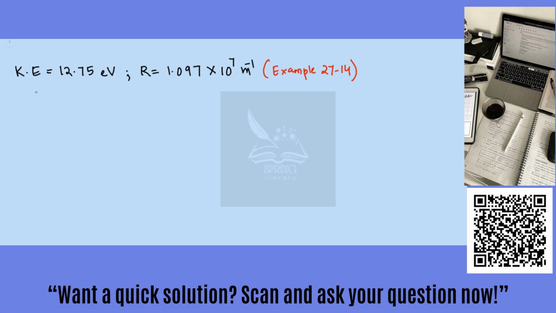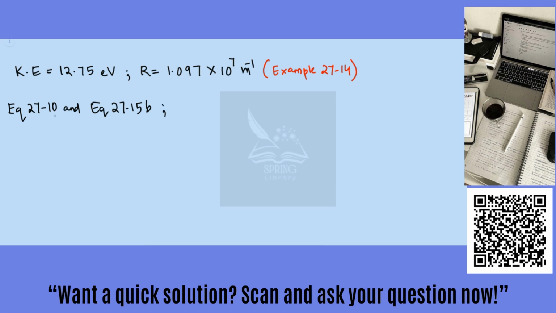So hydrogen atoms start in the n equal to 1 state, or the ground state. Now using equation 27.10 and equation 27.15b, we determine the state to which the atom is excited when it absorbs a photon of energy 12.75 electron volt.